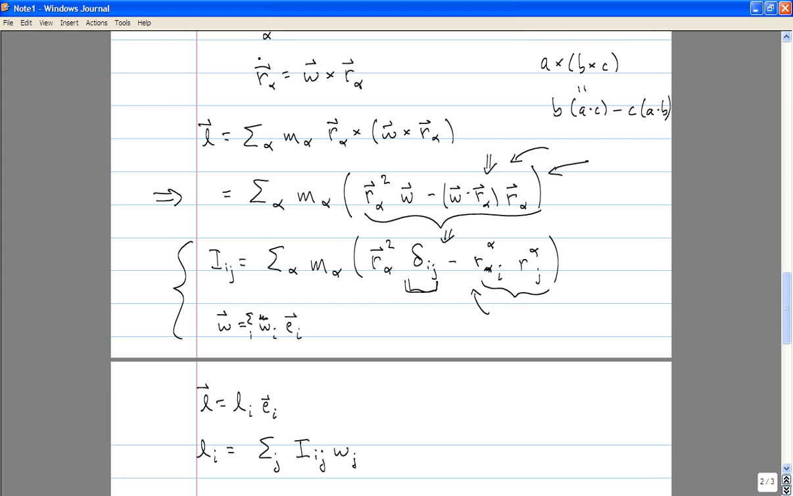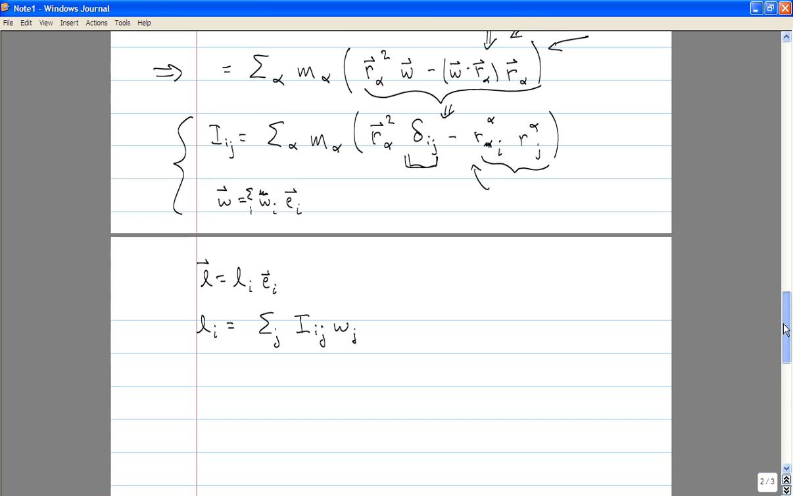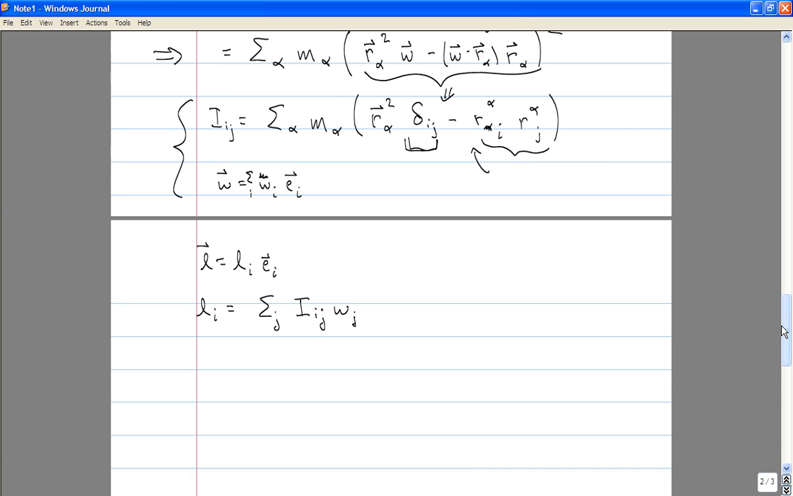Okay. Well, now that we know that the angular momentum is just the inertia matrix times the angular velocity, it's really easy to write down the equations of motion. Because the conservation of angular momentum is just the statement that L dot is equal to 0. So let's go ahead and compute L dot.